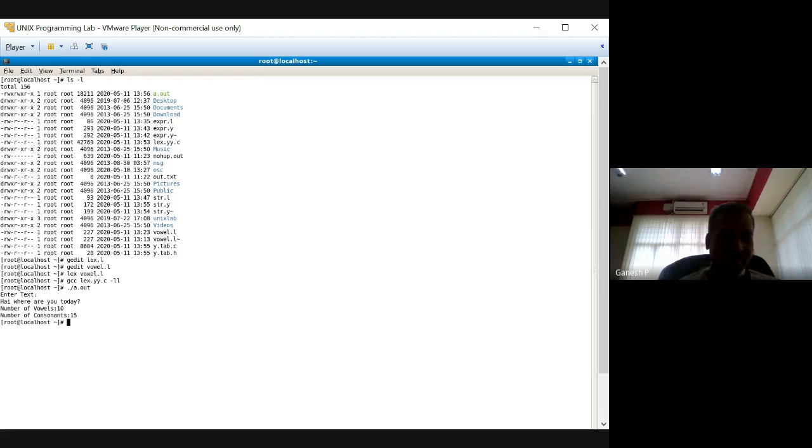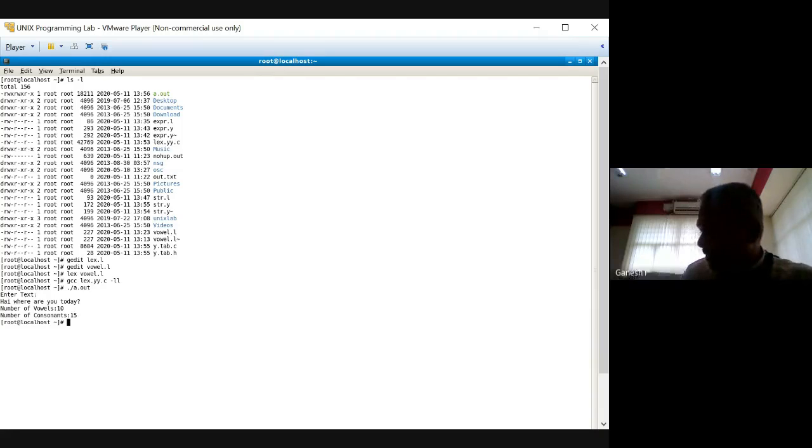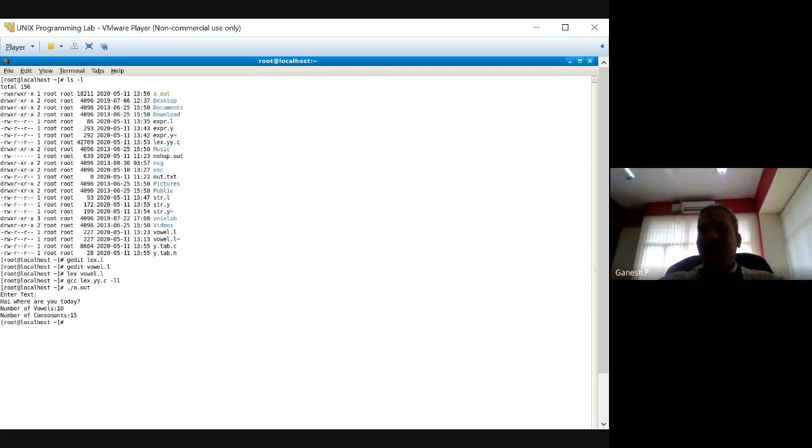So Spurti, can you say why 15 consonants? Your count is not matching here. Any reason why? I think space is included. Yes. So what is the rule now? We have given the rule that whatever is other than AEIOU is going to be a consonant. So what is other than AEIOU here? Space is there, question mark is there, enter is there. So they all get counted as consonants.